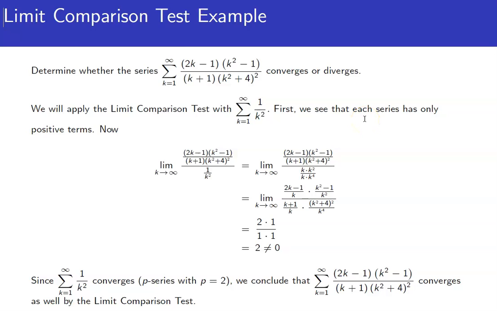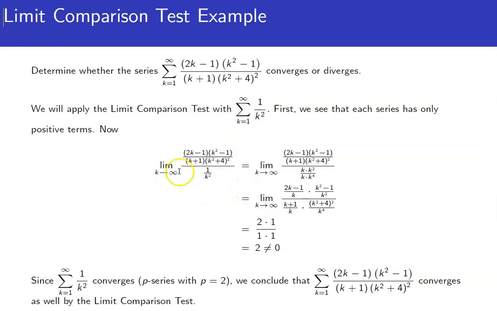Now, to apply the limit comparison test, we need to make sure that we have series that have positive terms only. Now, the numerator is a little iffy since we're subtracting, but really we're only subtracting 1, and the k's start at 1 and get bigger. So the numerator here is always going to be positive. Clearly so is the denominator. Also clearly so is our second series here that we're comparing to. So both series have only positive terms. Now we evaluate the limit.